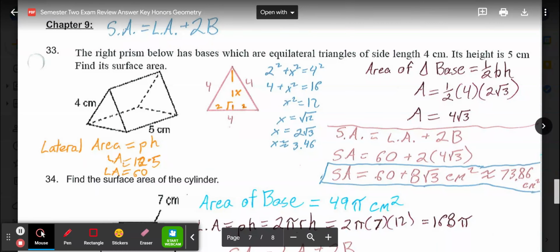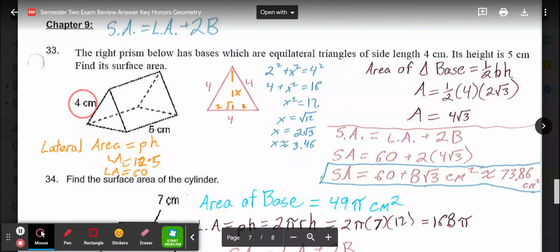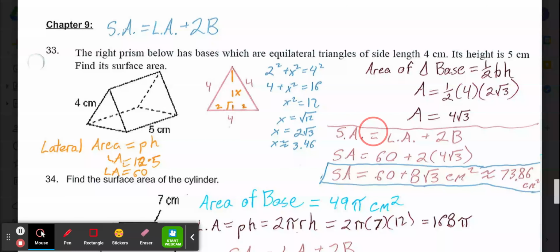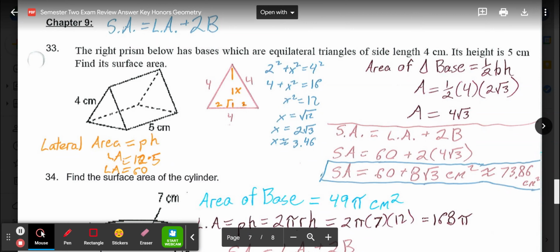Then we need to find our lateral area. Lateral area is the perimeter of the base times the height of the prism. Perimeter of our base, 4 plus 4 plus 4, 12, times the height of the prism, 5. Lateral area is 60. Surface area is the lateral area plus 2 times the area of the base. So 60 plus 8 square roots of 3, or approximately 73.86 centimeters squared.